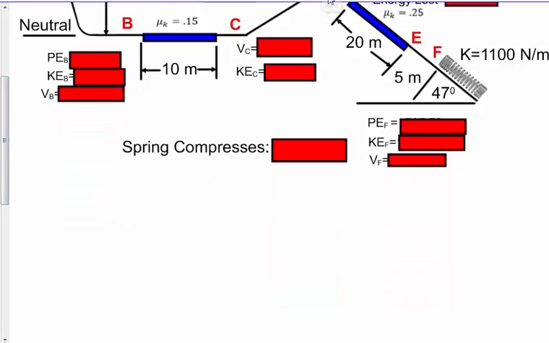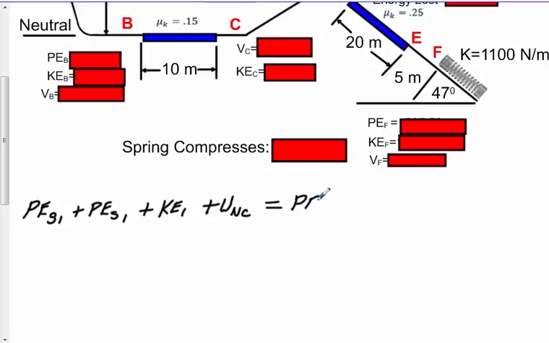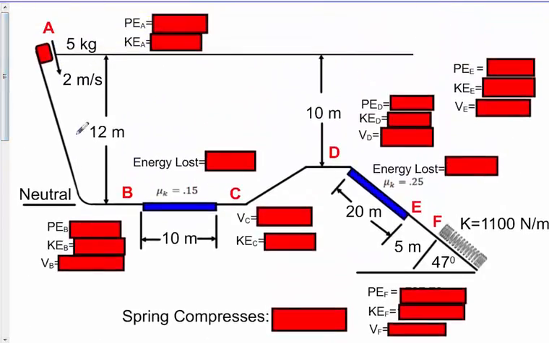To do this, what I like to do, and I follow this equation pretty much all the time, is my potential energy gravitation 1 plus my potential energy spring 1 plus my kinetic energy 1 plus my work done by non-conservative forces must equal my potential energy gravitation 2 plus my potential energy spring 2 plus my kinetic energy 2. Now obviously if I'm going from here to here, I have no spring potential whatsoever. My spring's sitting way over here.